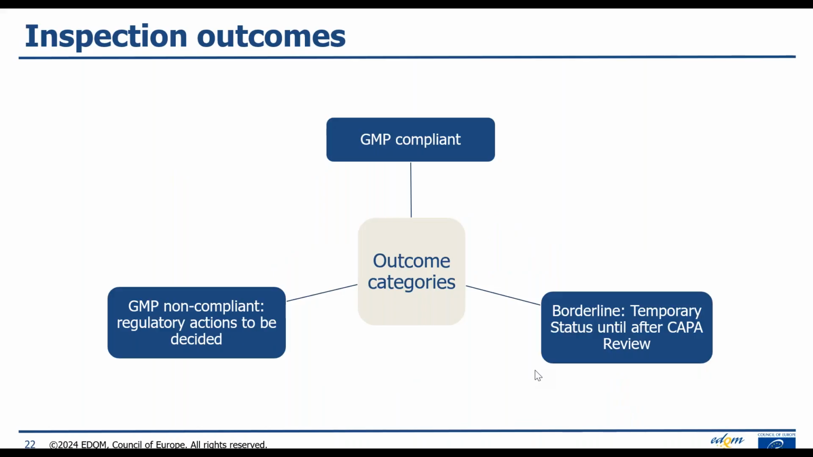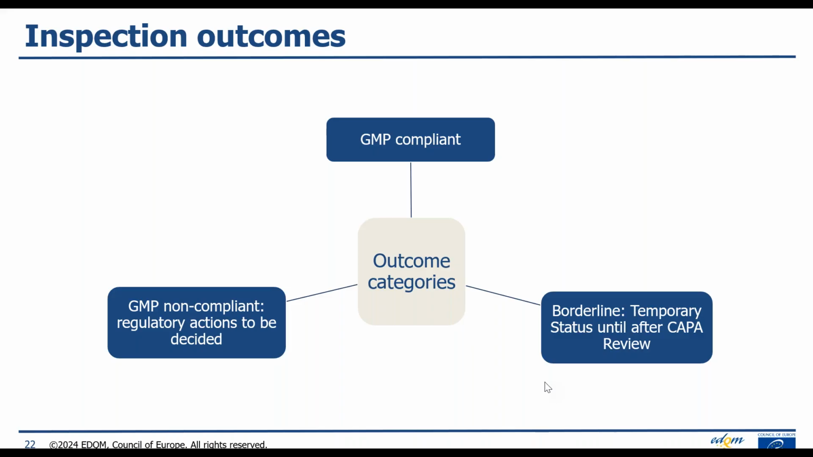So this slide just shows the different inspection outcomes possible. Of course we have GMP compliant, we have GMP non-compliant where regulatory actions would be taken, and then there's also a borderline outcome. This is essentially a temporary status we assign to the site, which is not really finalized until after the CAPA review.